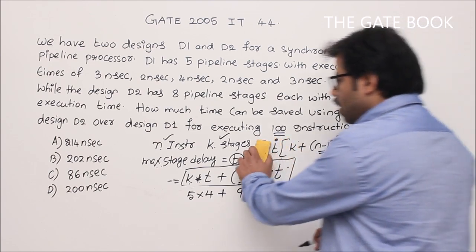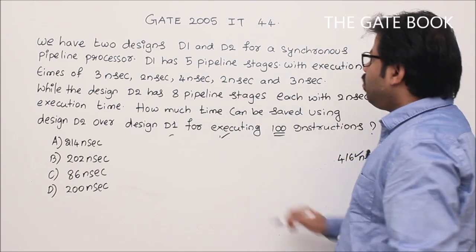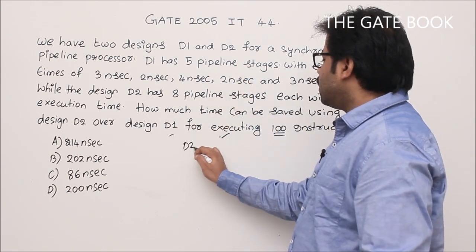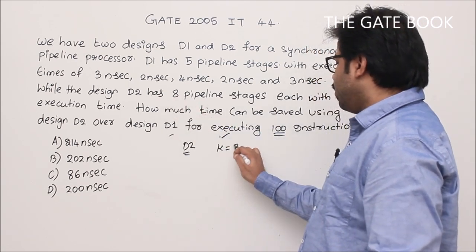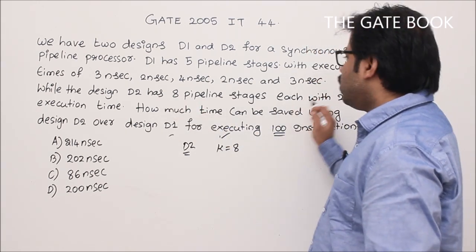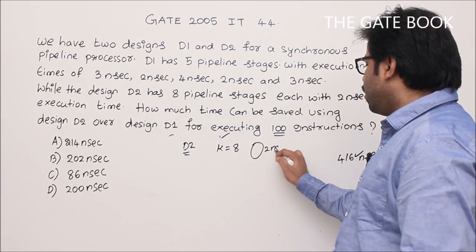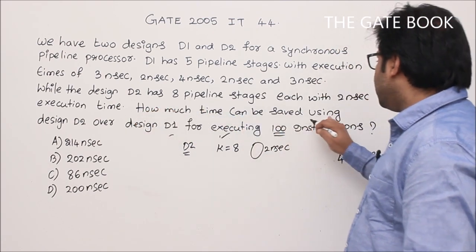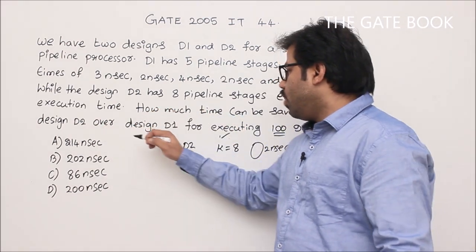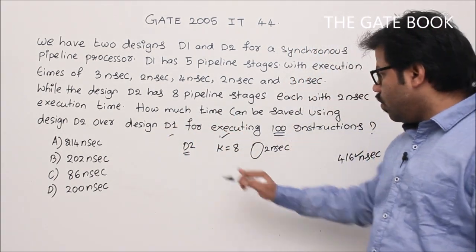Let us remember that. Now we'll go to the second problem, that means the second pipeline. Second pipeline is D2. Let us see the details. It has 8 stages, k value 8, each with 2 nanosecond execution time. That means stage delay is only 2 nanosecond. Fine. How much time can be saved using design D2 over design D1? Yes, we have to find out now the total time required to execute 100 instructions over D2.